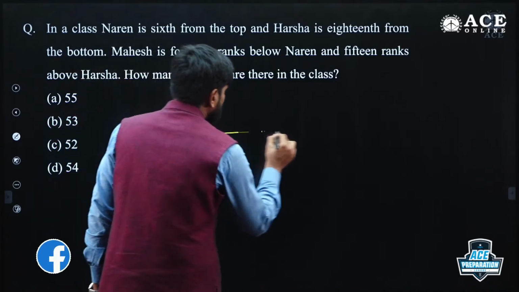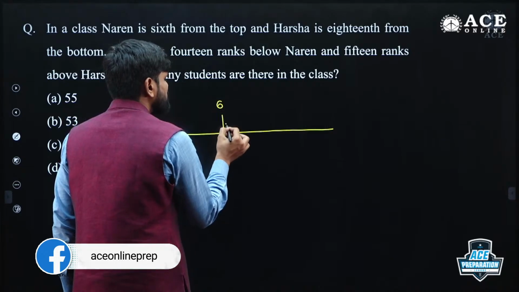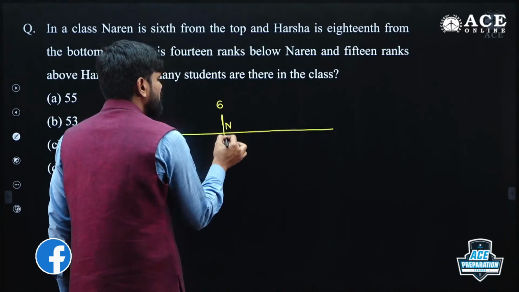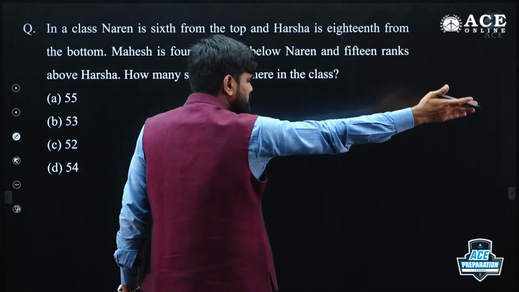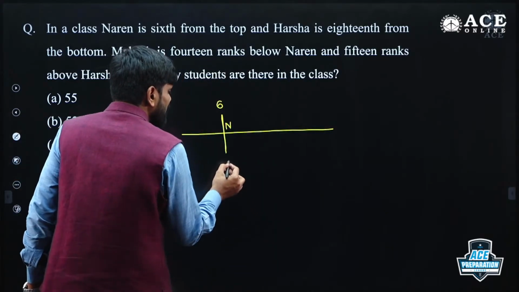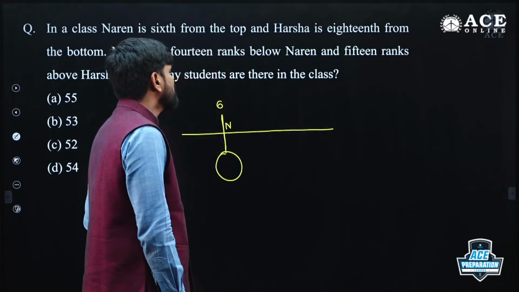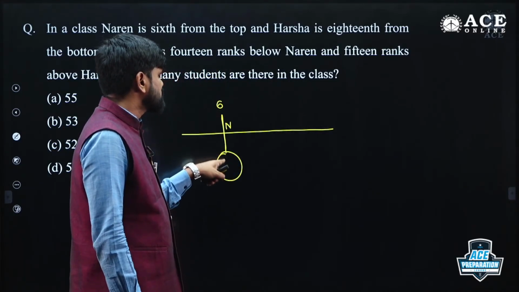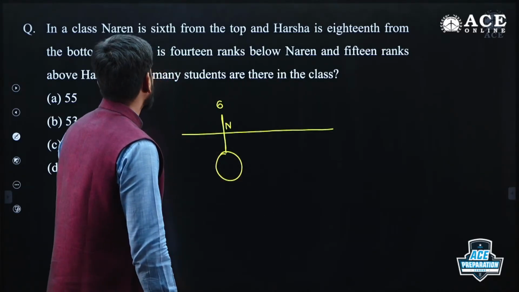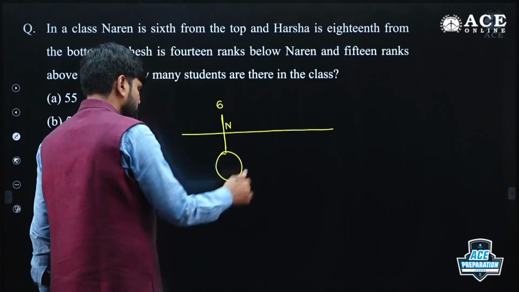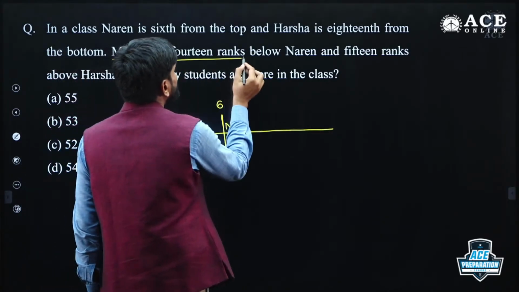Now, Naren is ranked 6th from the top and Harsha is 18th from the bottom. I can place Naren, no doubt, 6th from the top. Where to put Harsha, whether towards the right side or the left side, I cannot decide unless I know the position of Naren from the right. The position of Naren from the top is 6th, from the bottom I do not know, but Harsha is 18th from the bottom, so we will put the data a little later. Further they said Mahesh is 14 ranks below Naren.